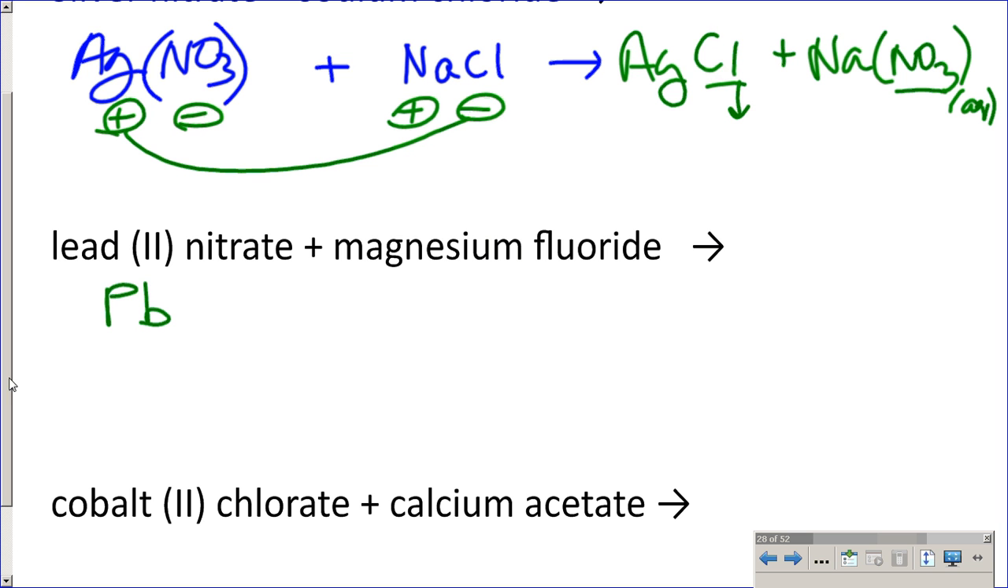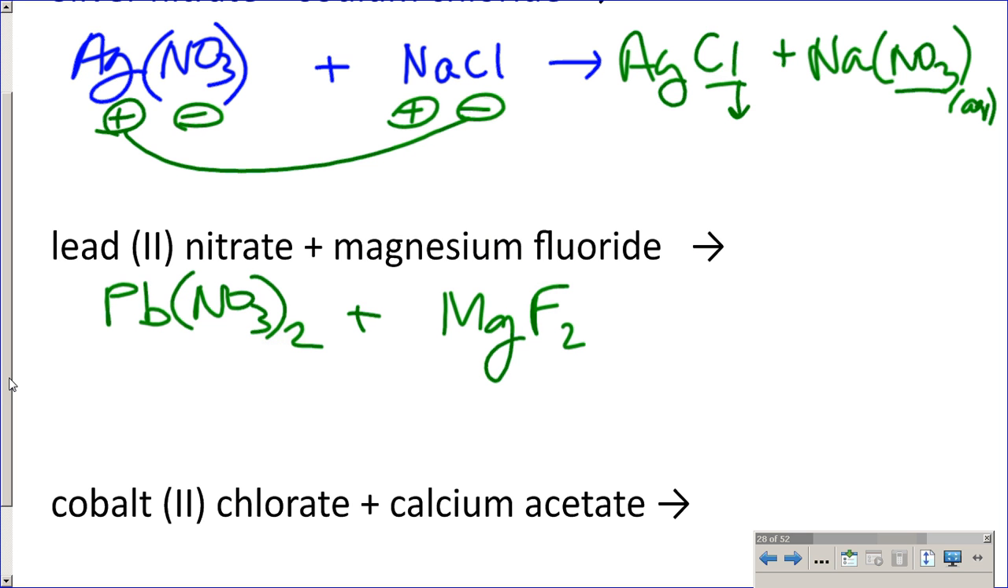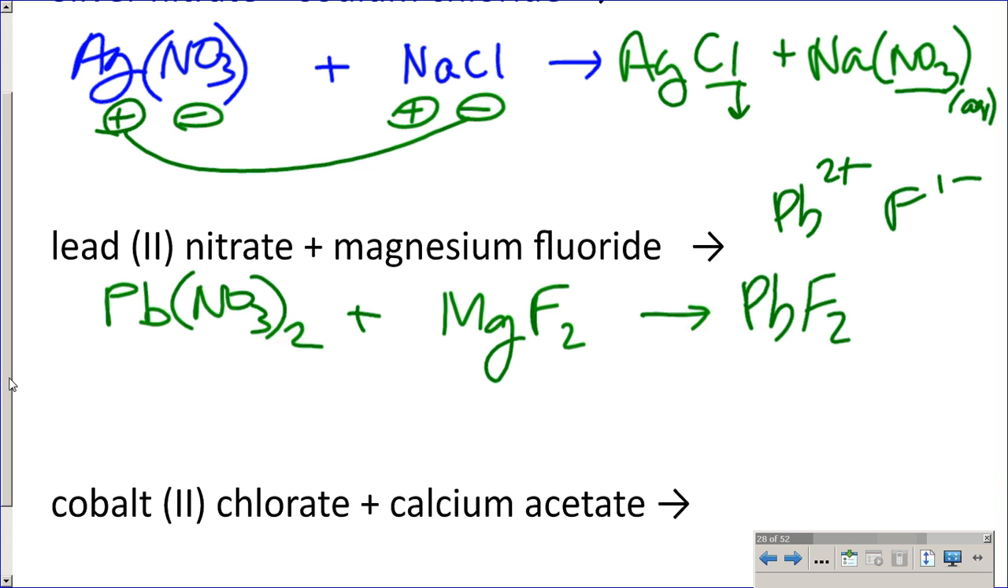Pb. Okay. F2. What's that called? What charge is it? F2. Okay. So, double replace that baby. PbF2, and remind yourself, Pb was a 2 plus because I told it to you. Chlorine was a 1 minus because it says on the periodic table, crisscross, and what?